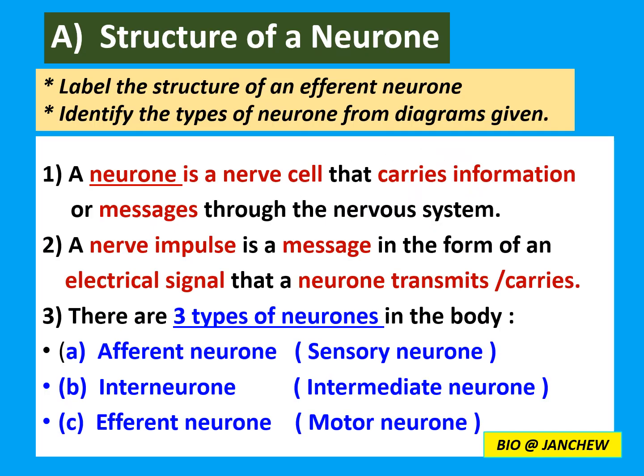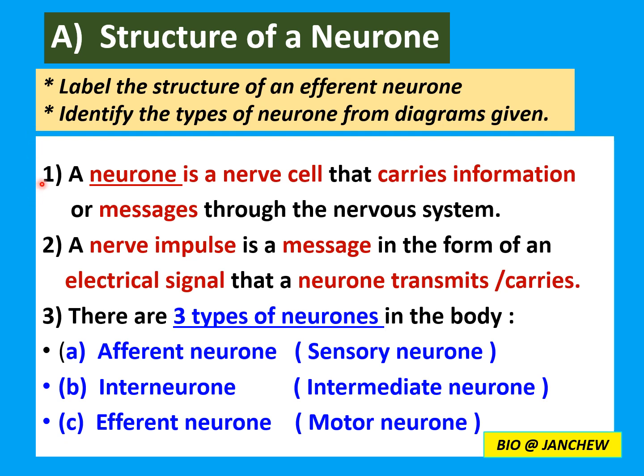The learning outcomes for this lesson are as follows. We should be able to label the structure of an efferent neuron and identify the types of neuron from any diagrams given after this lesson. So let's study the structure of a neuron.